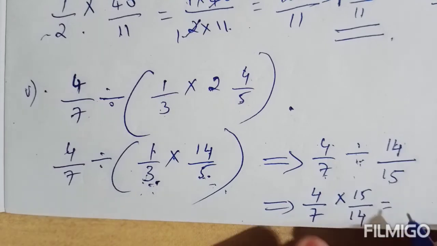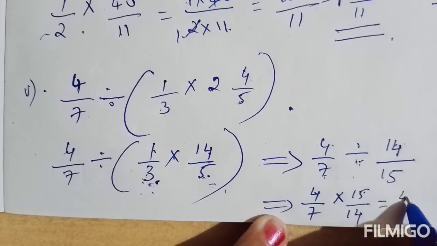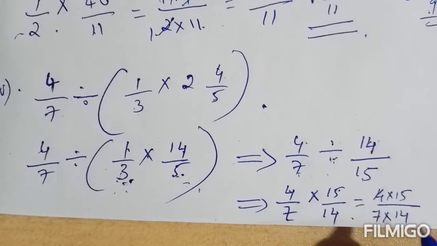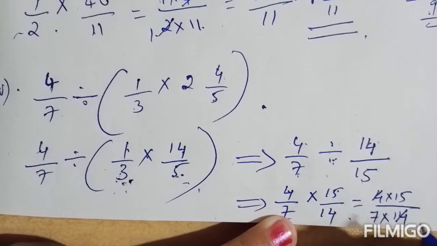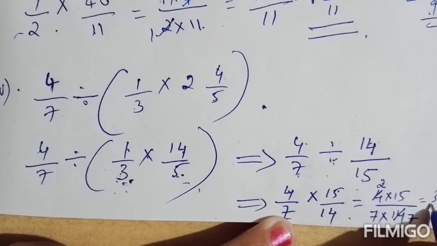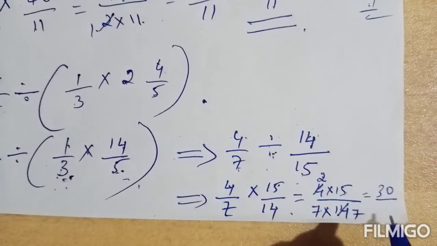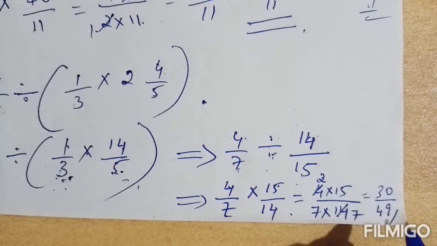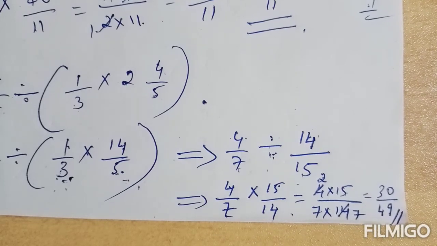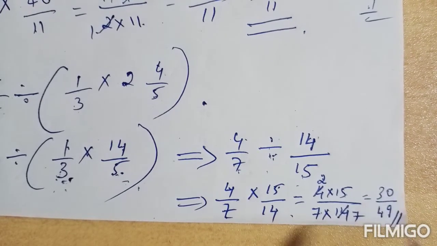Now you can find the product. 4 into 15, product of numerator by product of denominator, 7 into 14. This 4 and 14 will both go in 2. Here 2 and here you will get 7. Now finding the product: 2 into 15 is 30, by 7 into 7 is 49. So 30 by 49, this is a proper fraction. Numerator is less than denominator, so you can write this answer itself, 30 by 49.